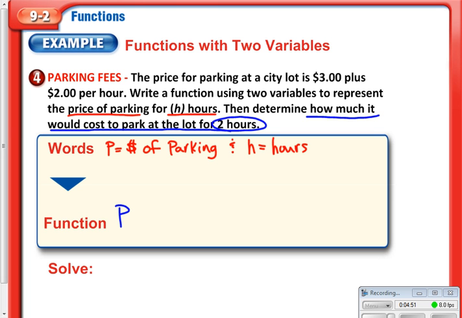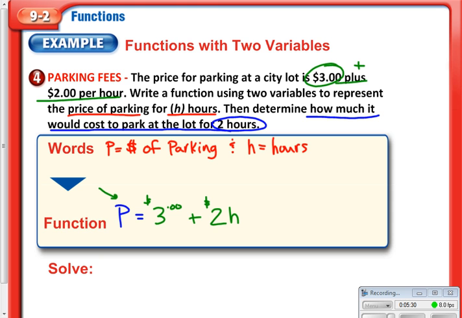So to write the function, your parking cost, P, equals, if we look back up into the problem, the first line says the price for parking at a city lot is $3 plus $2 per hour. So price for parking, P, equals a $3 charge plus $2 per hour. You can put the dollar signs there, but it's not necessary. So looking at the function here, we have P equals 3 plus 2H.